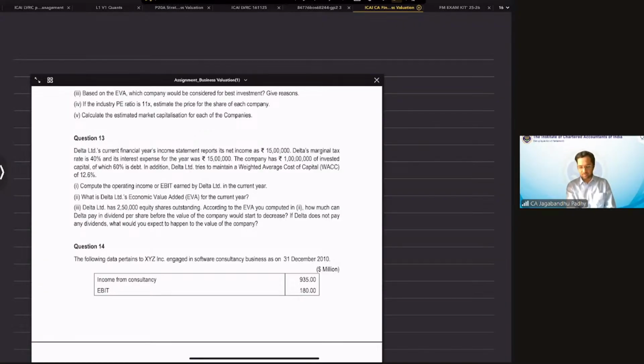Compute the operating income or EBIT given by Delta in the current year. You have to compute the EBIT, which obviously is a reverse calculation from PAT. Then you have to get the EVA, and then how much dividend we'll be able to pay. Similar to the previous questions. Try to solve it, guys. It should take approximately 4 minutes, not more than that.